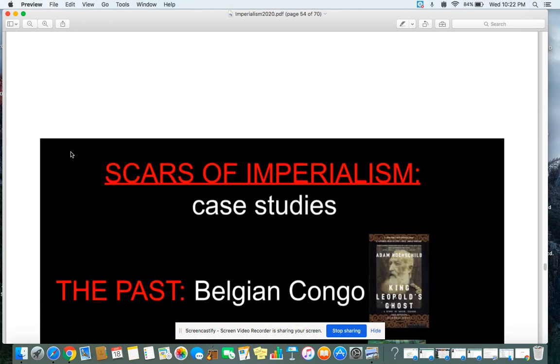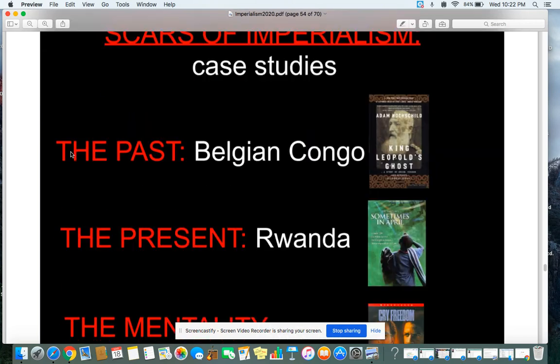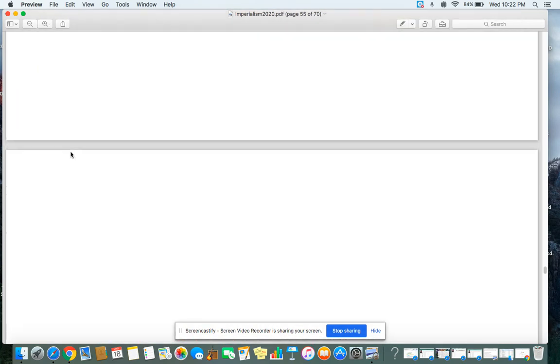So we're going to look at the Belgian Congo. There's a really famous book called King Leopold's Ghost. It's really sad. I have it in my room somewhere if you ever want to borrow it. We'll talk about those other things later there.